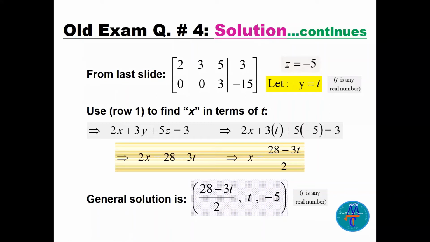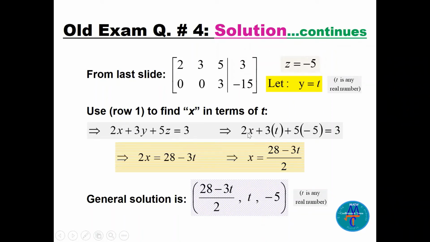So we can see from the last slide, in this augmented matrix, z was already found, minus 5, and we are left with two variables, x and y, with one equation here, row 1. So I have to let either x or y be equal to t. I will take let y equal to t. T is any real number. And then I write row 1, which is 2x plus 3y plus 5z is equal to 3. So I replace y here by t, and the value of z is minus 5.